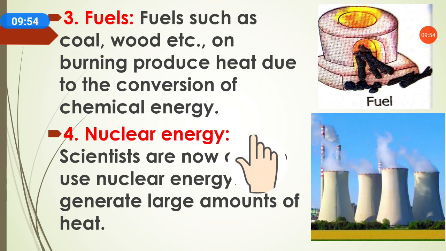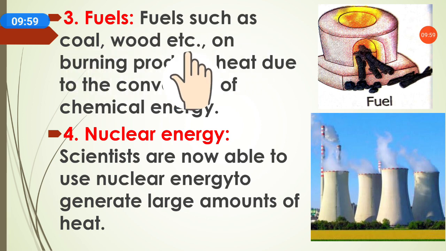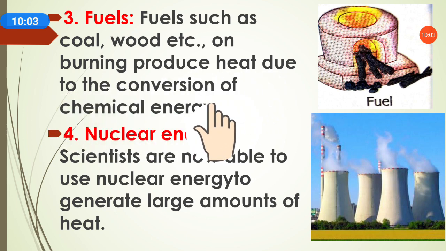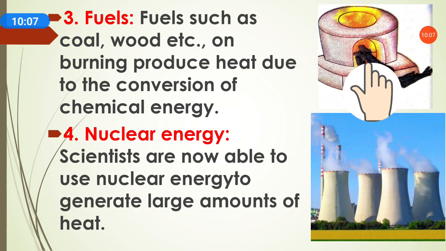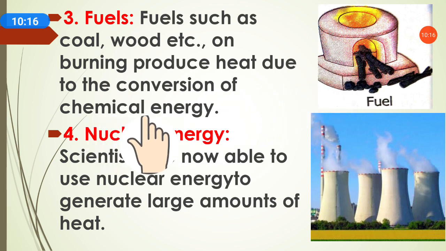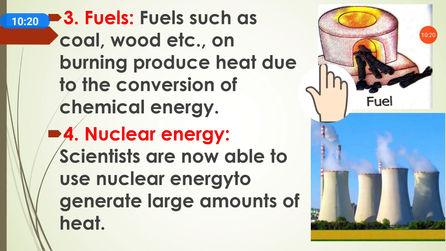Now third one is fuels. Fuels such as coal, wood, etc. on burning produce heat due to the conversion of chemical energy. When we burn these fuels, they give us heat energy, and it is a conversion of chemical energy. Some chemicals burn and give us heat energy in the form of fuel.